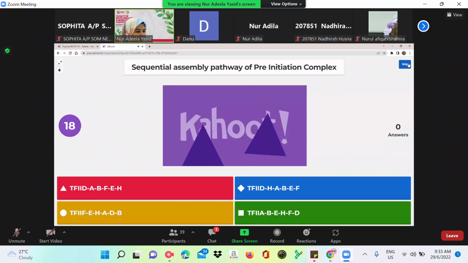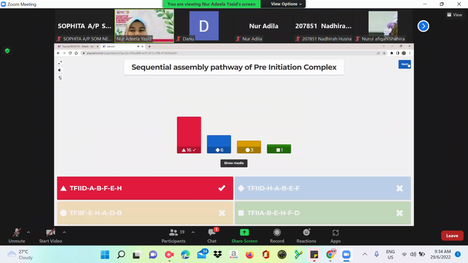Okay, so this question asks you about the assembly of the pre-initiation complex. Most of you answered correctly. So this is the sequence for the formation of the pre-initiation complex. These are the transcription factors required in the transcription of eukaryotes.